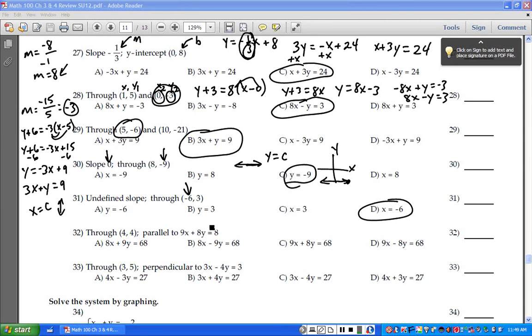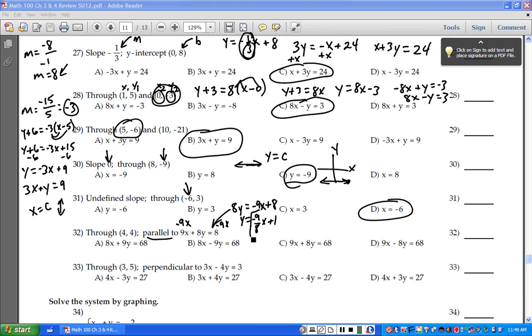Okay. Parallel, perpendicular. I need a slope from this to get a parallel slope. Alright, so I need to put this in y equals mx plus b form. So that gives me 8y equals -9x plus 8, because I subtract 9x from both sides. Right? That's how I get this. Divide everything by 8. That gives me y equals -9 over 8 x plus 1 when I divide everything by 8.